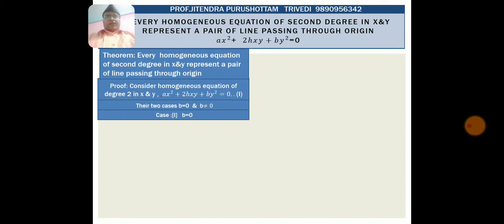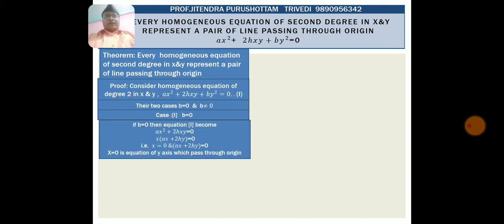If we put b equal to 0 in equation 1, then the last term of this equation gets cancelled, because 0 multiplied by every number or variable becomes 0. Therefore we get ax² + 2hxy = 0. From this we take x as common. So x(ax + 2hy) = 0. That is, either x = 0 or ax + 2hy = 0.